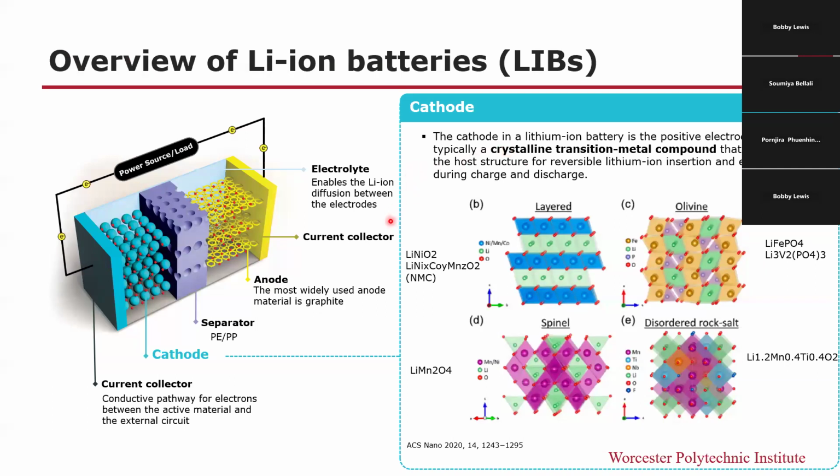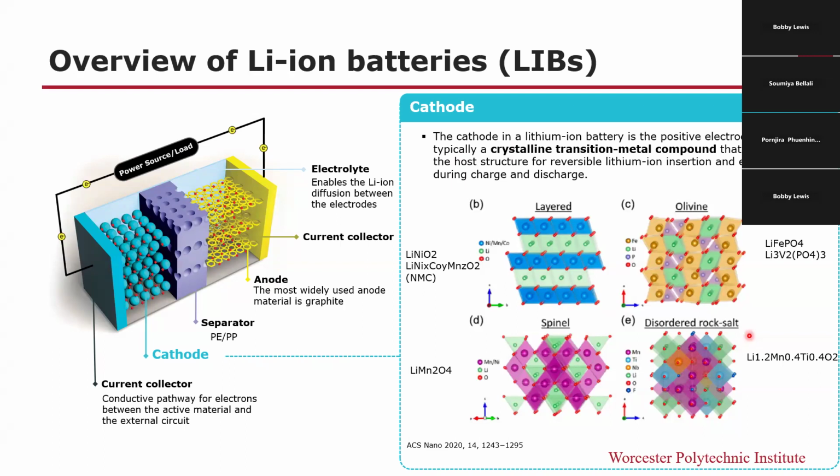And among these components, the cathode is the most critical one because it determines the battery's energy density, operating voltage, and structural stability. Cathodes are usually lithium-containing transition metal compounds, and their electrochemical behavior is strongly related to their crystal structure. The most common structural frameworks include layered, spinel, olivine, and disordered rock salt.